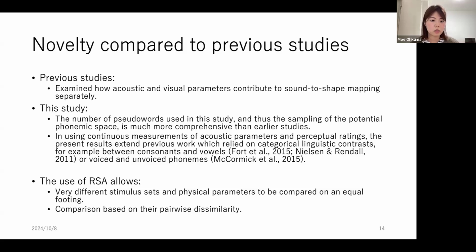And they also said the use of RSA allows very different stimulus sets and physical parameters to be compared on an equal footing, and compared based on their pairwise dissimilarity.